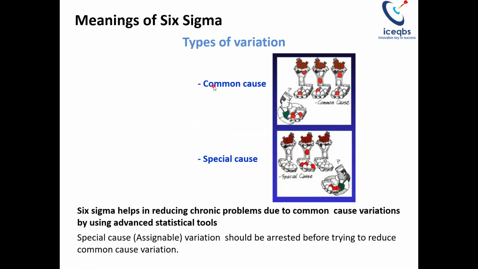The first one is the common cause variation. Common cause variation means these are always present in the process. Again, I will just explain the concept by giving an example.